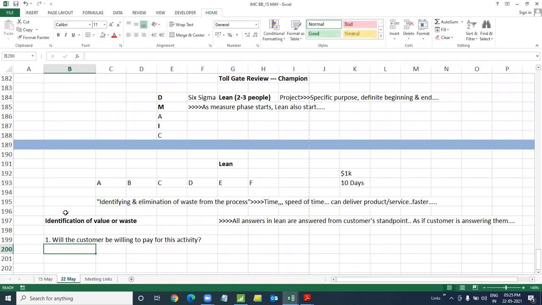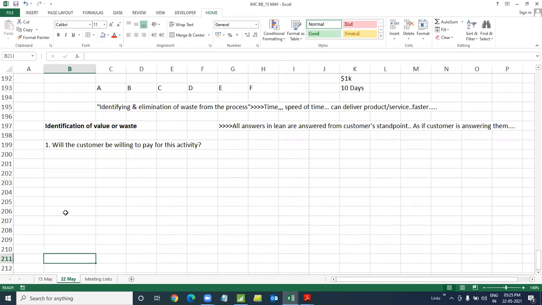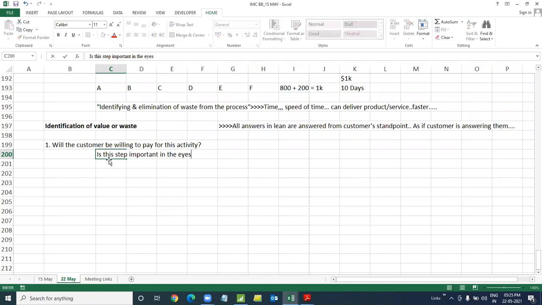Whatever activity you are doing, if the customer was made aware that this is what we're doing in step A, will the customer, after knowing that fact, pay for it? Because for every step there's a cost, and ultimately you're charging, say the cost of all this was $800, plus you added your $200 profit, and that's when you're charging $1,000 to the customer. So for every step there is some cost. If the customer was made aware of what steps you're doing, what we're trying to find out here is: is this step important in the eyes of the customer?